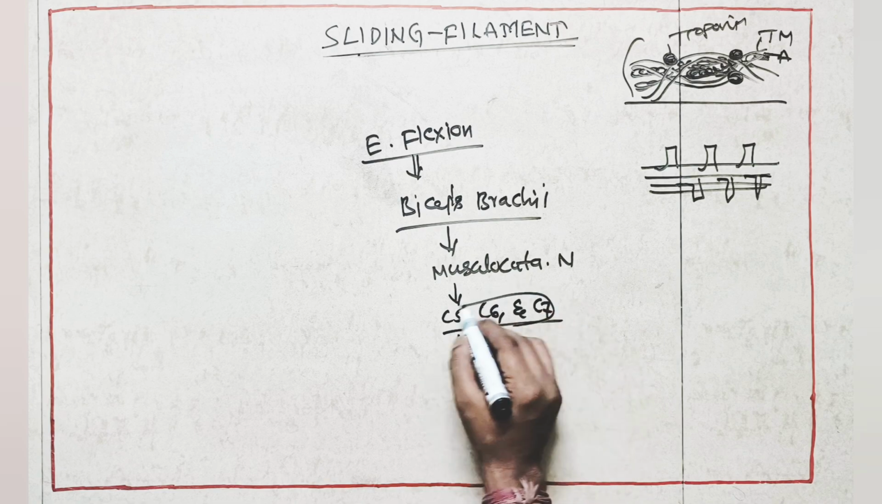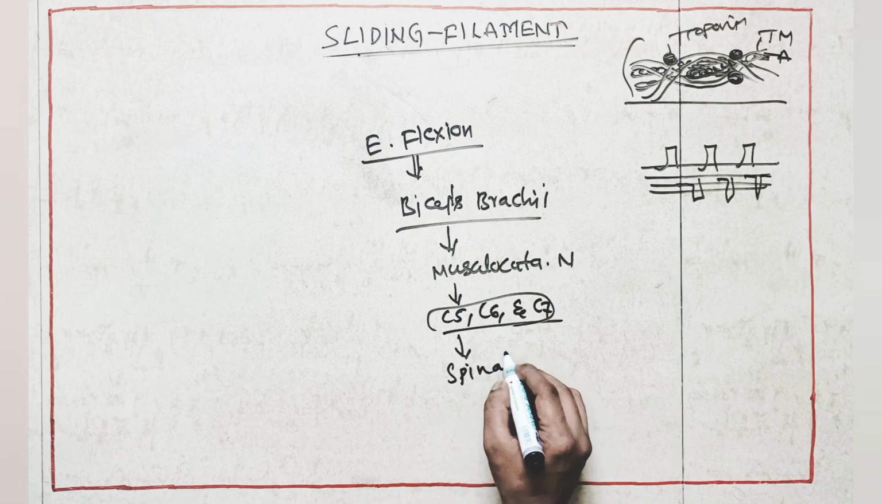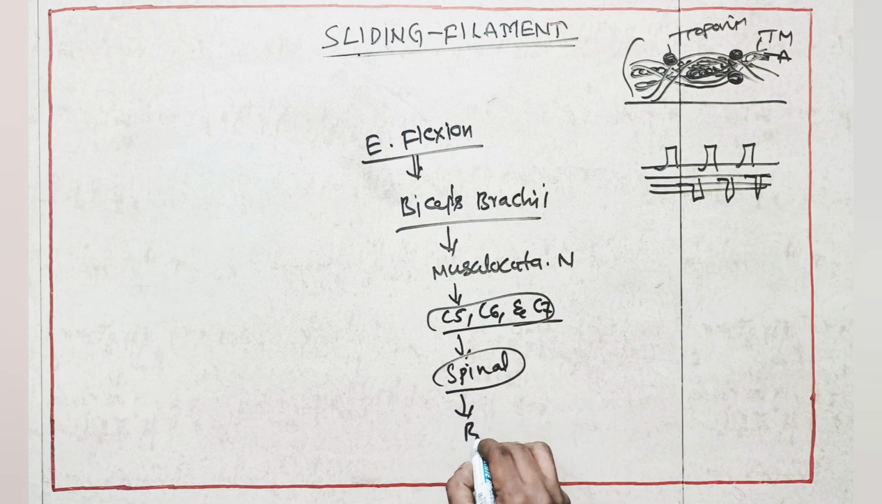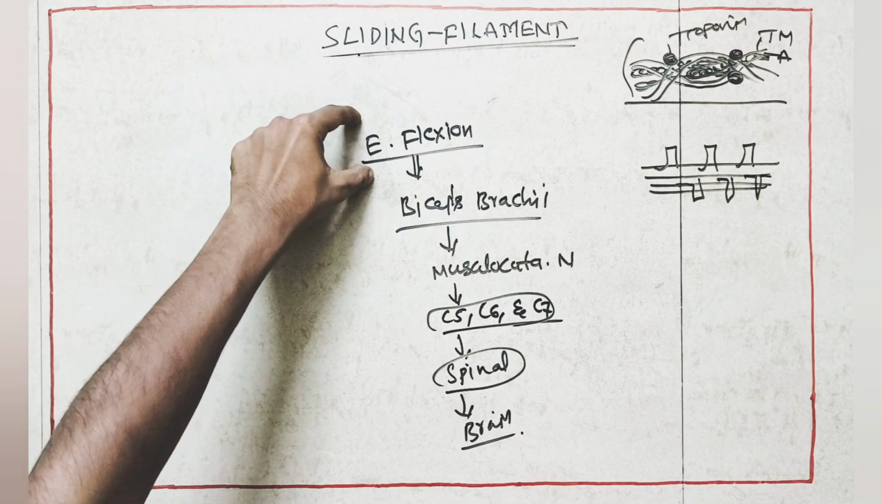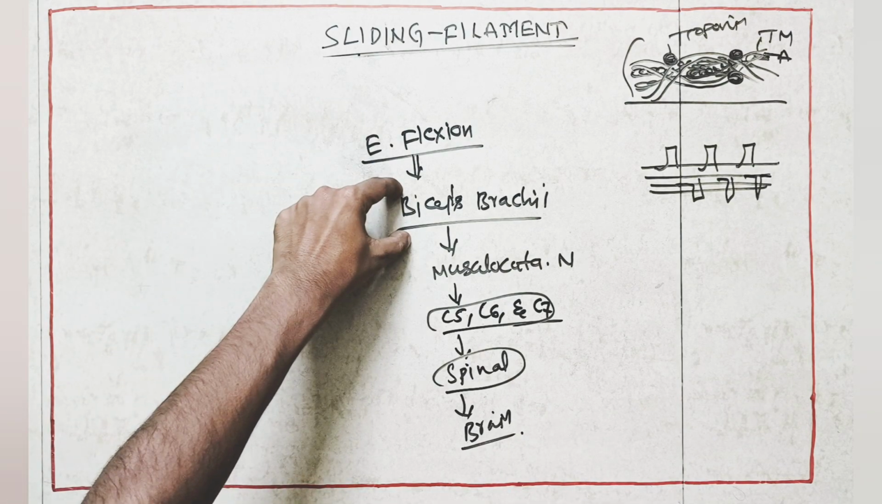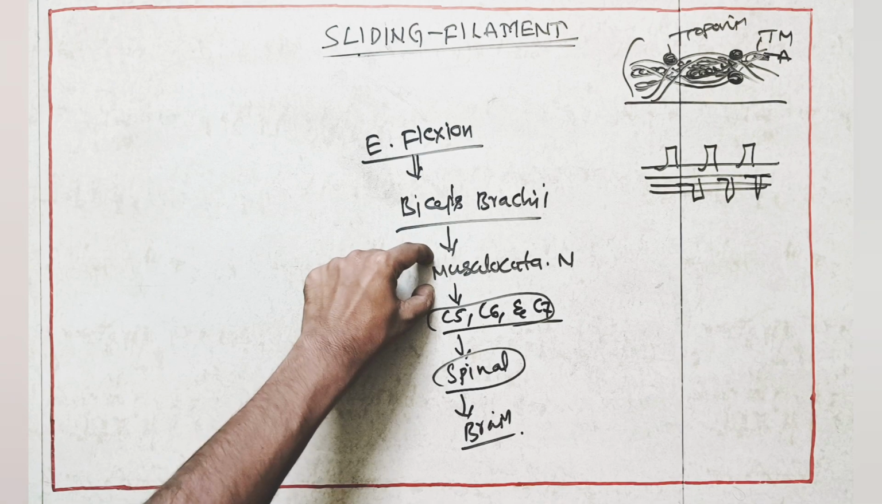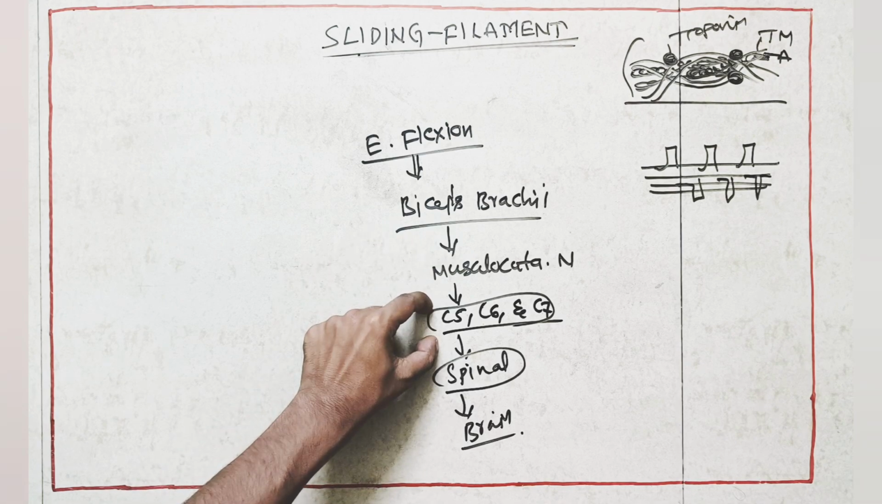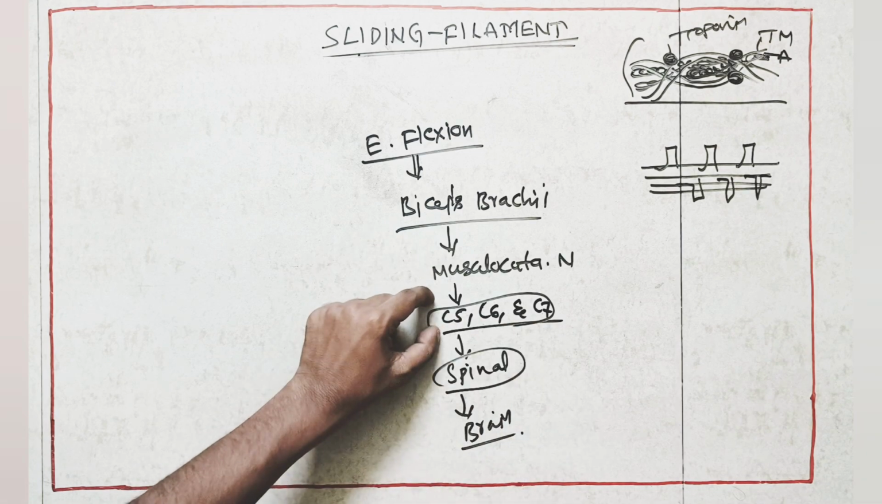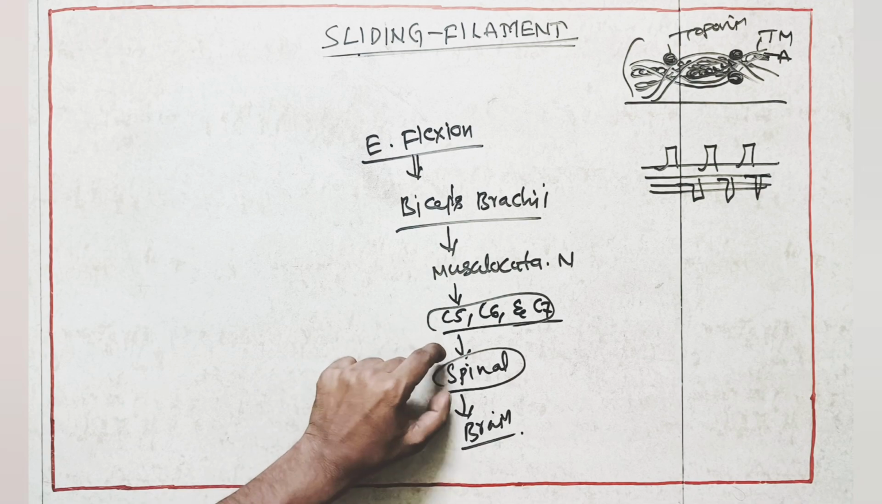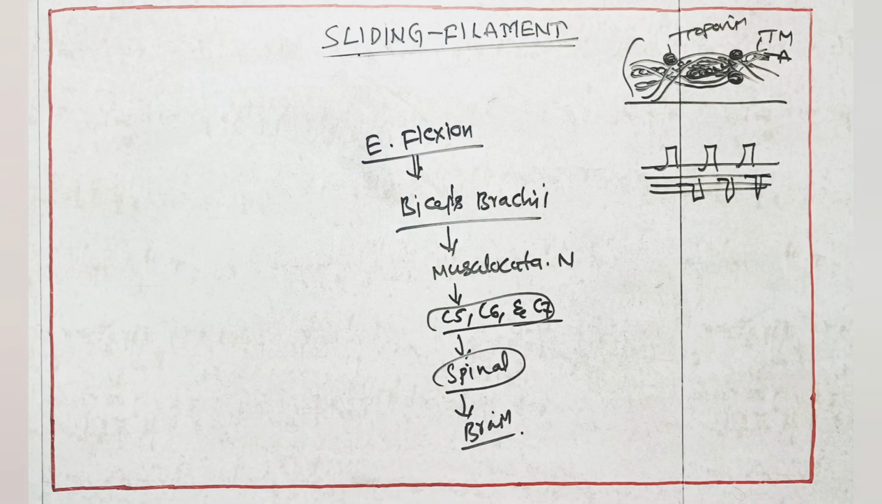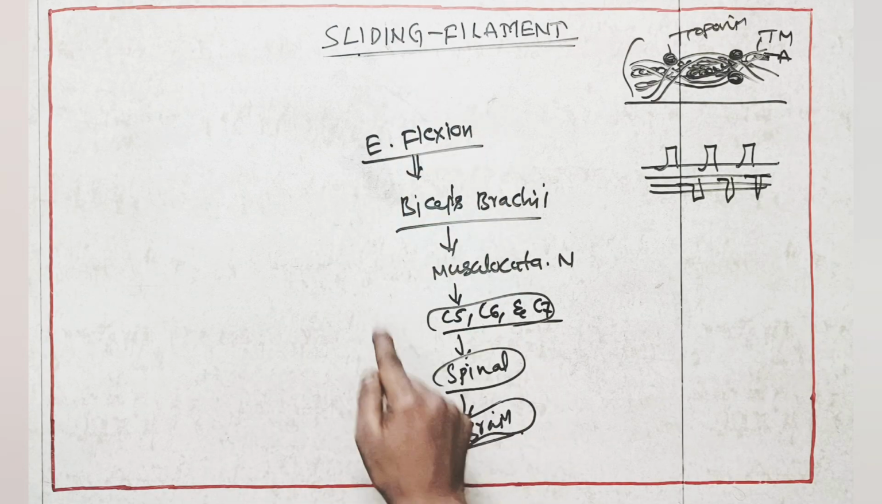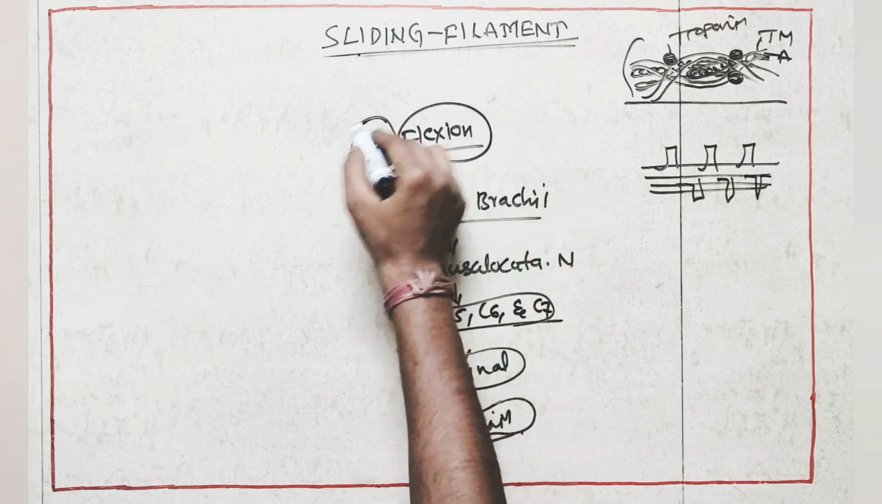From where are all these coming? From the spinal cord, and the spinal cord is connected to the brain. Understand the point here: if we want to do elbow flexion, the responsible muscle is biceps brachii, supplied by the musculocutaneous nerve, with root value C5, C6 and C7. These nerve roots come from the spinal cord, and finally the spinal cord is connected to the brain.